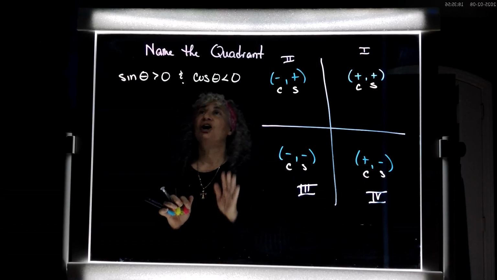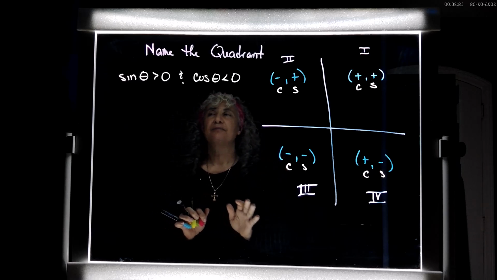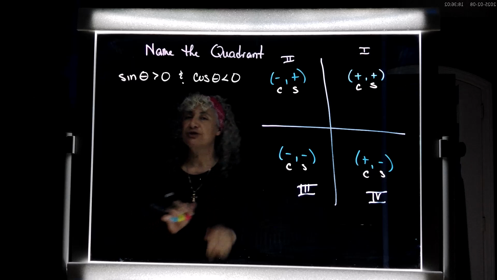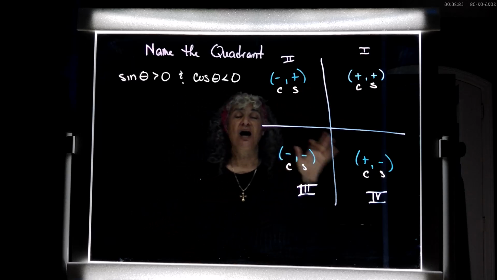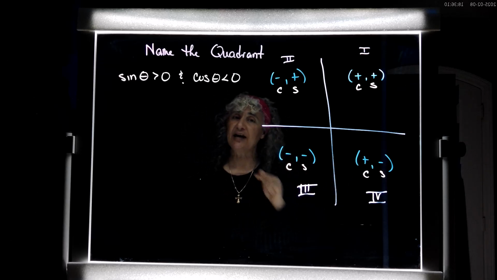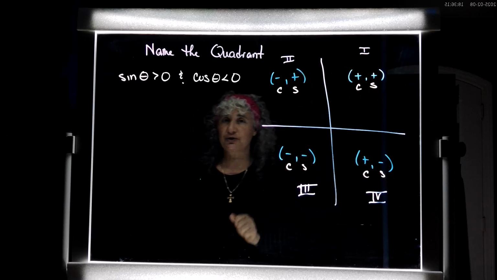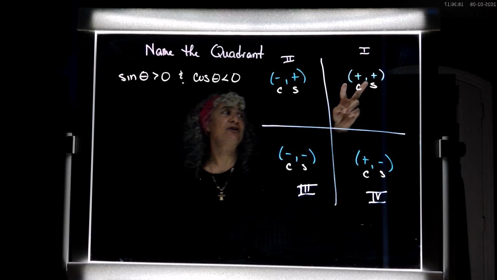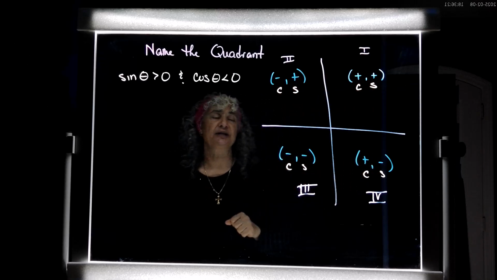All right, let's talk about naming the quadrant based upon these trig restrictions. First, I drew a picture over here to remind ourselves of what the quadrants look like. Remember, the labeling is counterclockwise: quadrants 1, 2, 3, and 4. Agreed? And here, I put what your x and y represent.